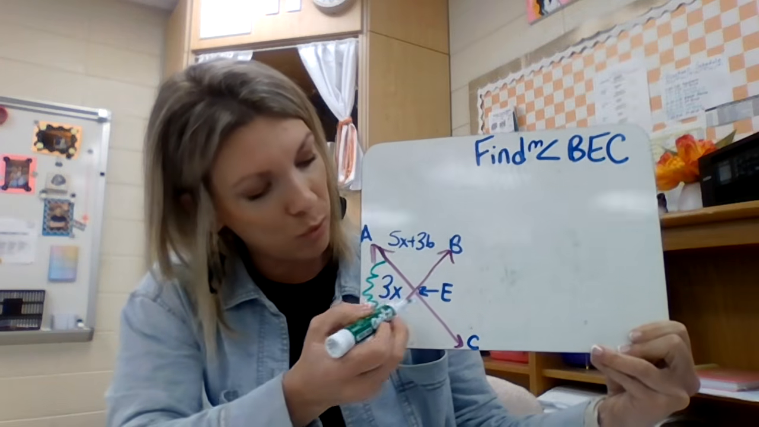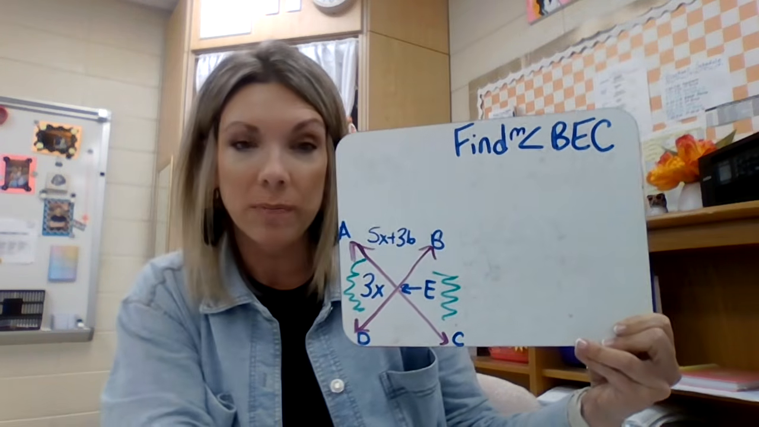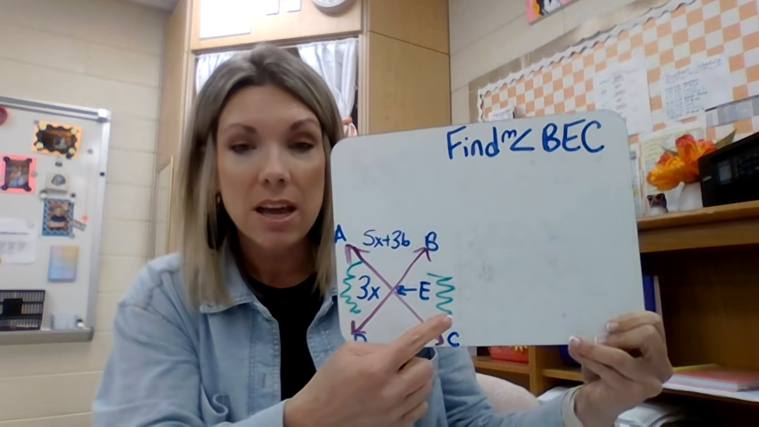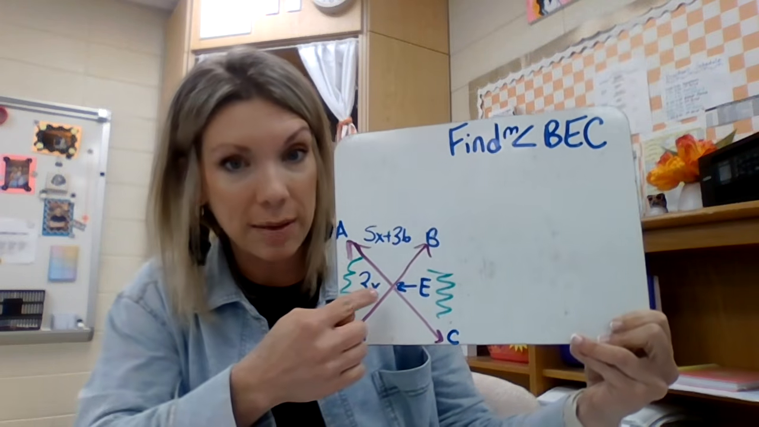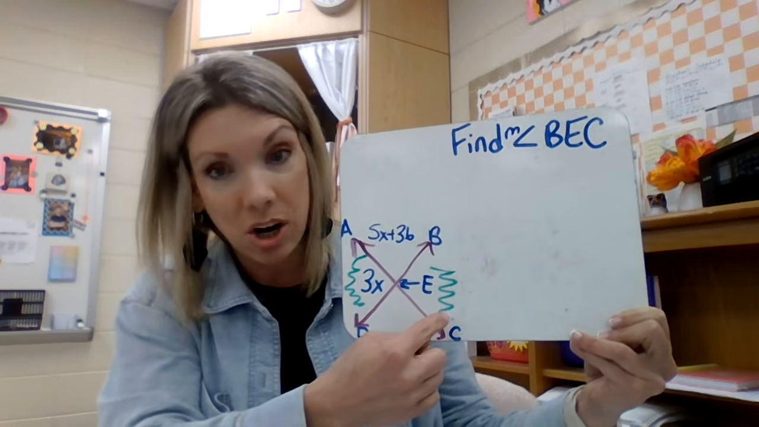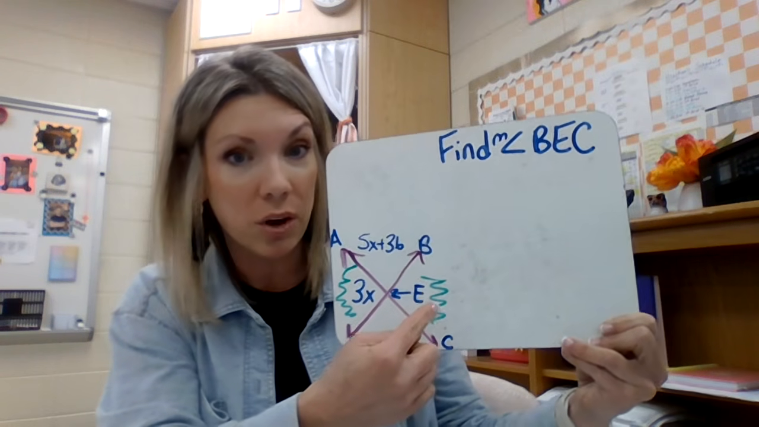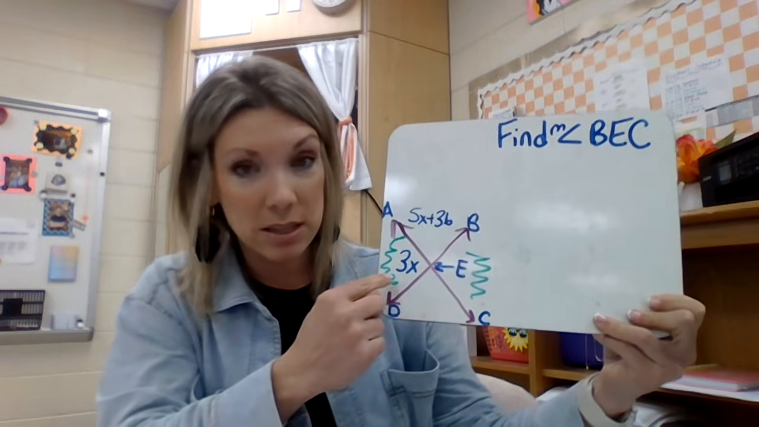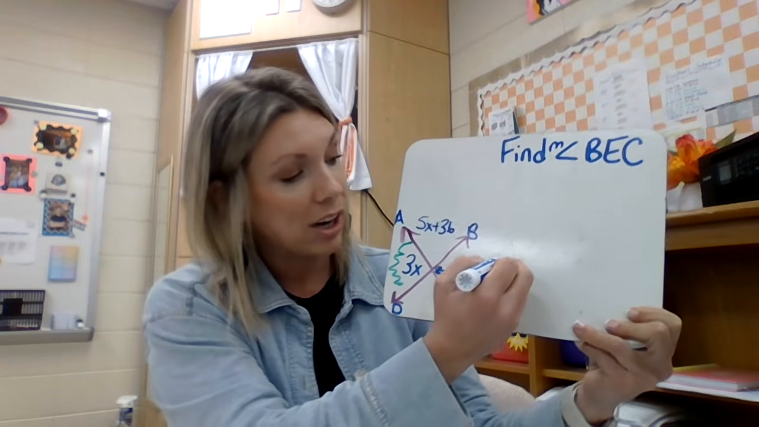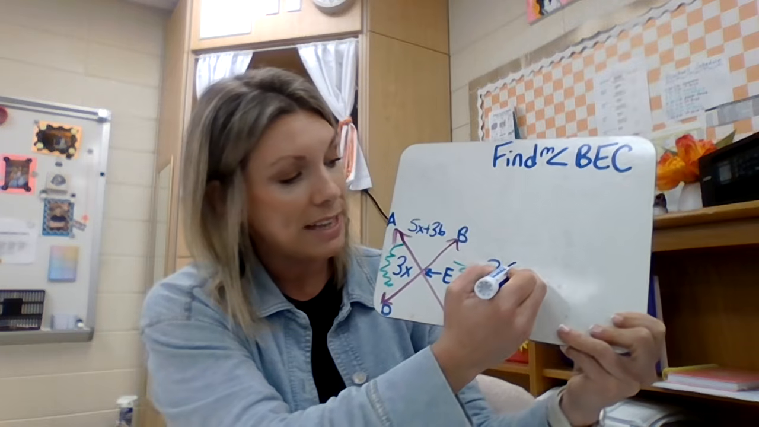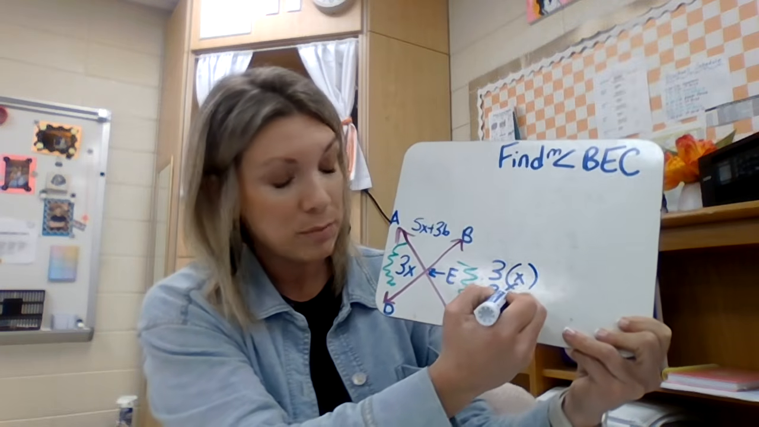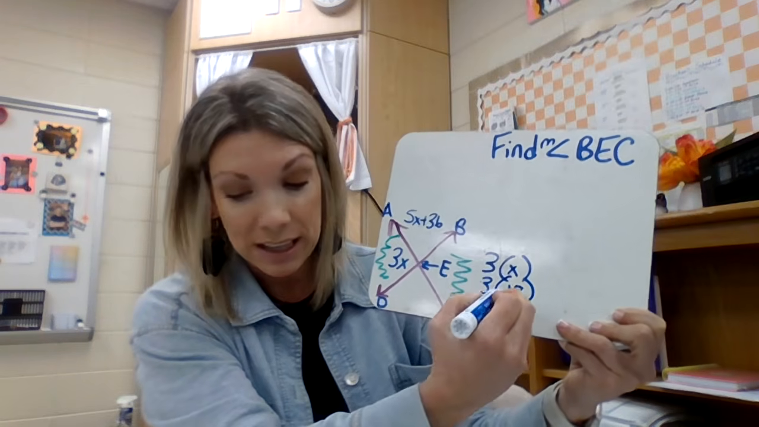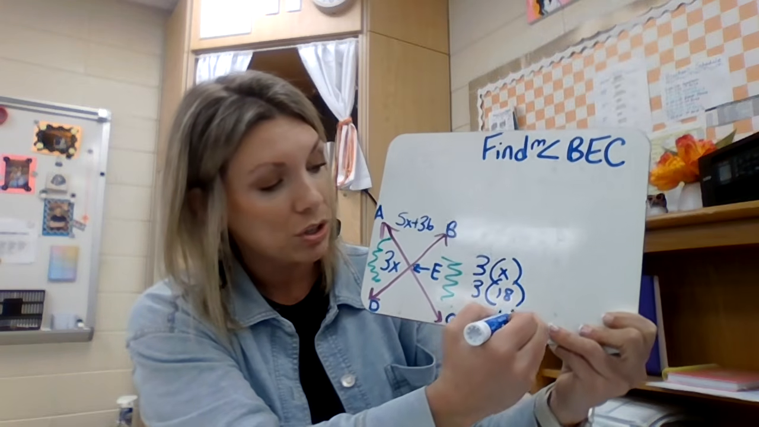Vertical angles are ones that are directly across from each other. And remember, if they're directly across from each other, then they're worth the same thing. So if this over here is 3 times x, then BEC here has to be 3 times x also. We found out that x was 18, and therefore BEC, the measurement, is worth 54 degrees.